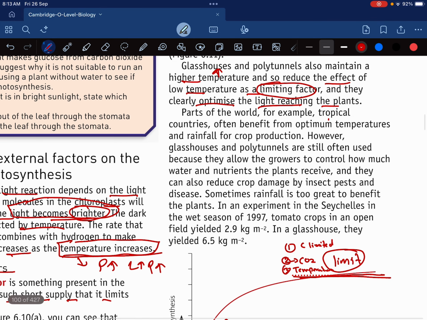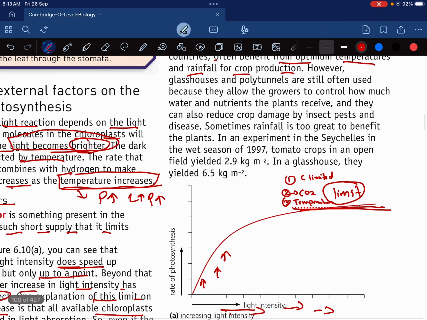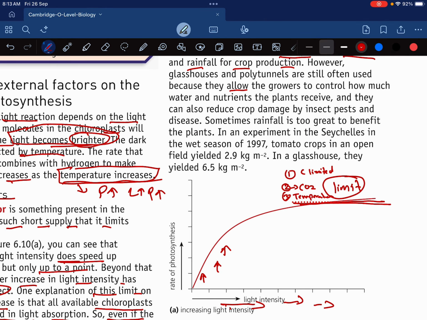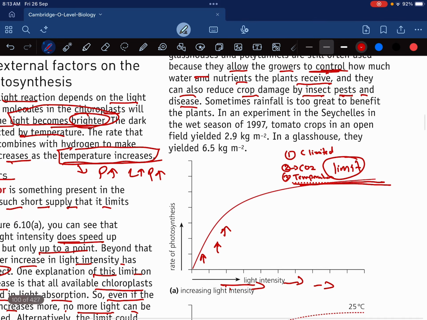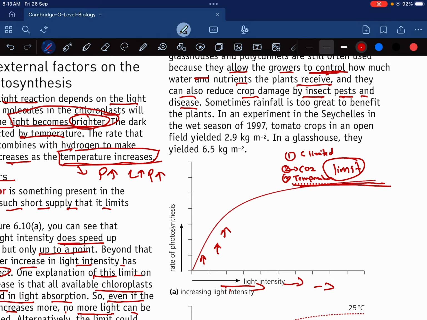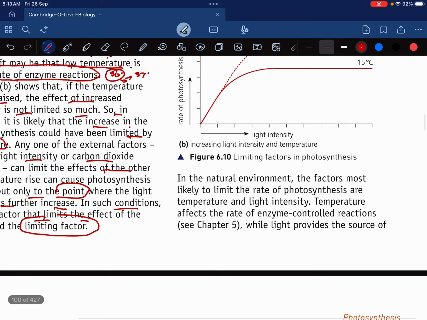Parts of the world, for example tropical countries, often benefit from optimum temperatures and rainfall for crop production. However, glasshouses and polytunnels are still often used because they allow growers to control how much water and nutrients plants receive, and they can also reduce crop damage by insect pests and diseases. Sometimes rainfall is too great to benefit the plant. In an experiment in the Seychelles in the wet season 1997, tomato crops in an open field yielded less than in a glasshouse. Anyways, not important. In a natural environment, the factors that most likely limit the rate of photosynthesis are temperature and light intensity.